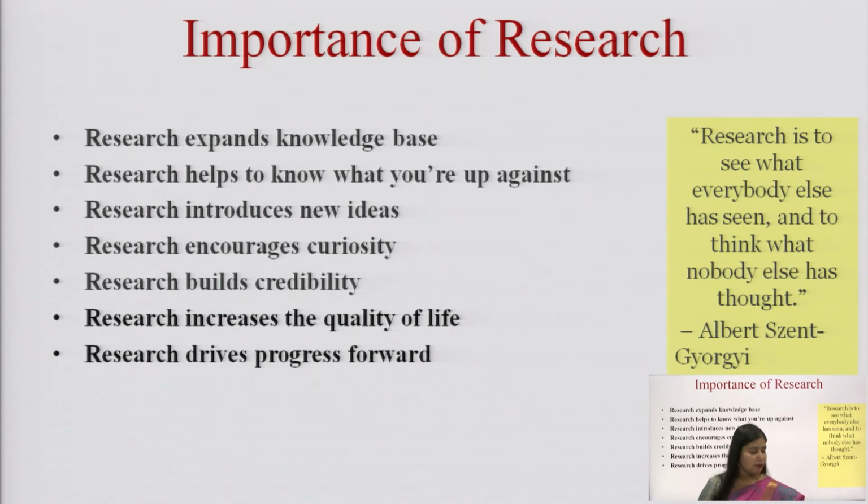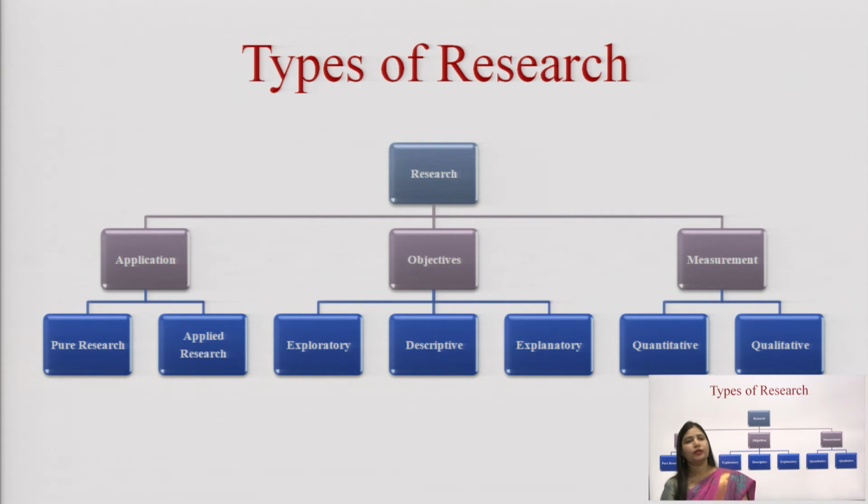Now after this, I will go to the types of research. I have divided the types of research on three bases. First is on the basis of application: pure research and applied research. On the basis of the objective of the research, it is divided into explanatory research, descriptive research, and exploratory research. And again, we divide research on the basis of the measurement or the data we use, into two parts: quantitative research and qualitative research, depending upon the data you are going to use.